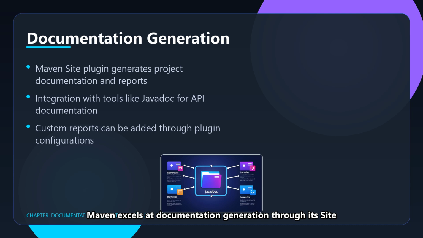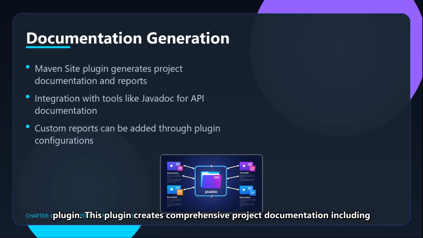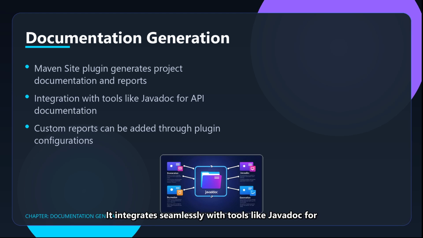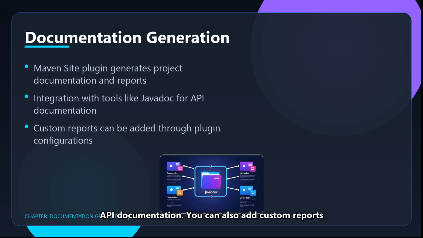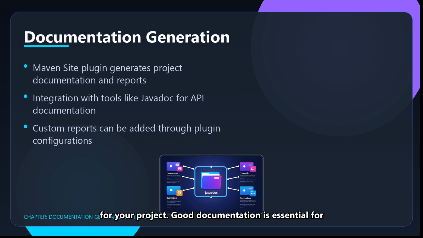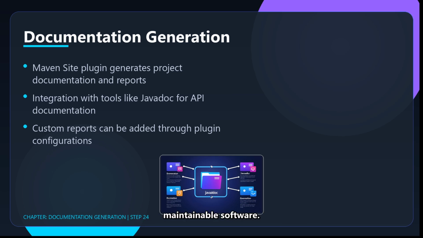Maven excels at documentation generation through its Site plugin. This plugin creates comprehensive project documentation including dependency information, test results, and code coverage reports. It integrates seamlessly with tools like JavaDoc for API documentation. You can also add custom reports through plugin configurations, creating a centralized documentation hub for your project. Good documentation is essential for maintainable software.